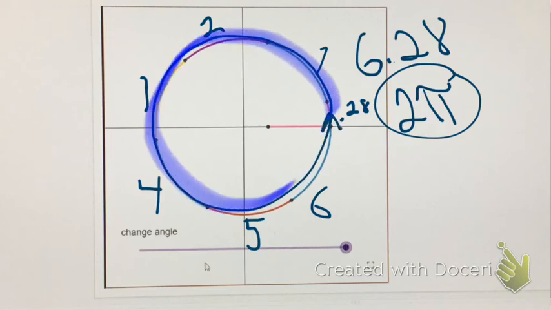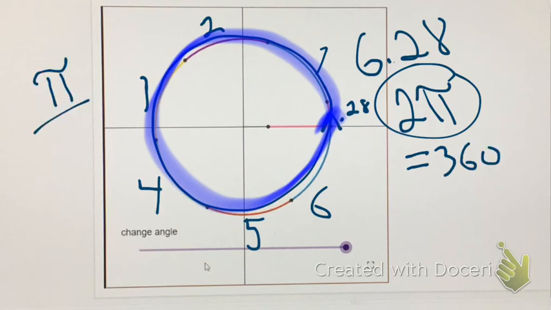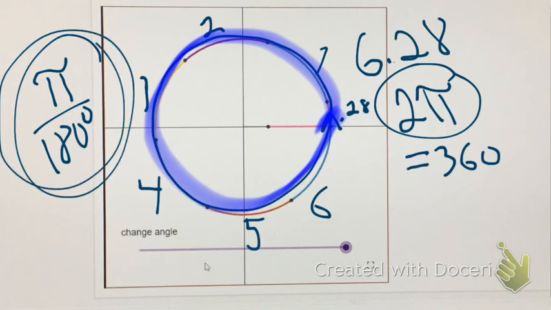Let me make that even more emphatic. That is 2 pi. And that is the same thing as 360. And what's pi? Pi is the same thing as 180. Don't forget that. That's going to be our conversions, guys. We're going to use pi over 180 as a way to convert these things.